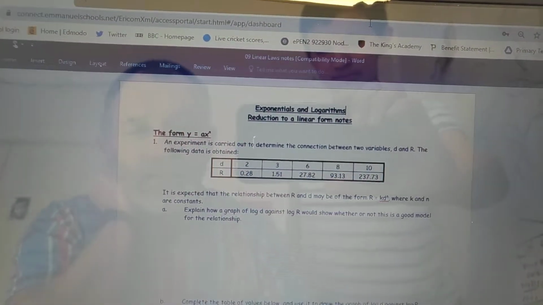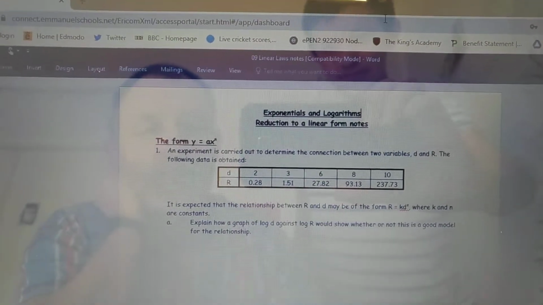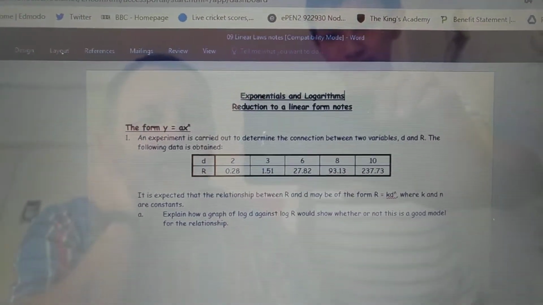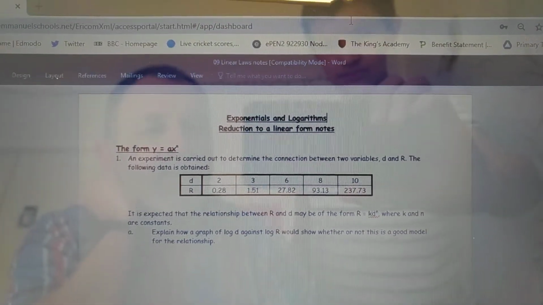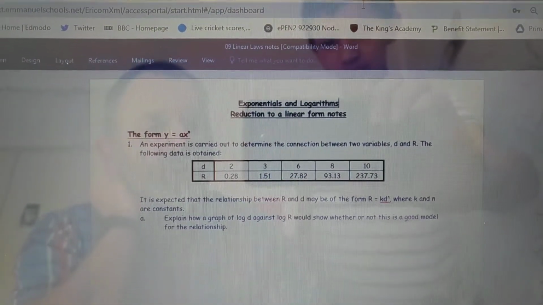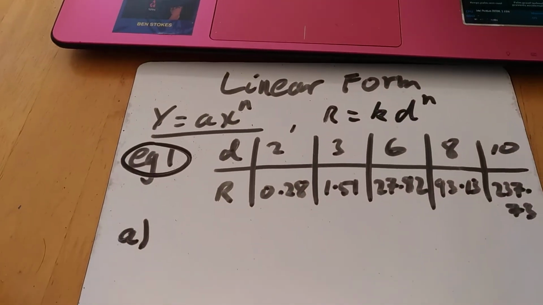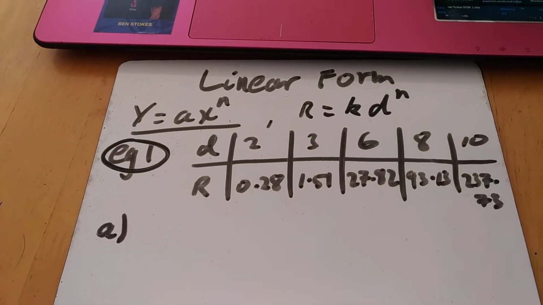So our first example says we've got two variables, d and r, and we've got a table of values for d: 2, 3, 6, 8 and 10, and values for r. It says it is expected that the relationship between r and d may be of the form r equals k d to the n, where k and n are constants. So there's our table of values.